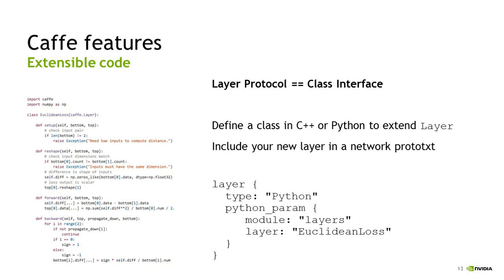So on the left of this chart, the details aren't critically important at this stage, but I've given an example of how you might add a Euclidean loss layer to Caffe using the Python interface. And then once you've added that, you can just, on the bottom right of this chart, as you see in your prototext file where you define your model architecture, reference this new layer that you've created as an extension of the base layer class in Caffe.